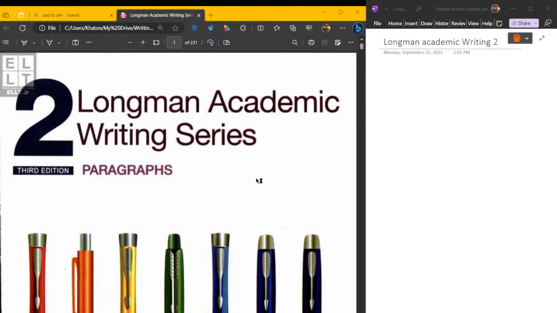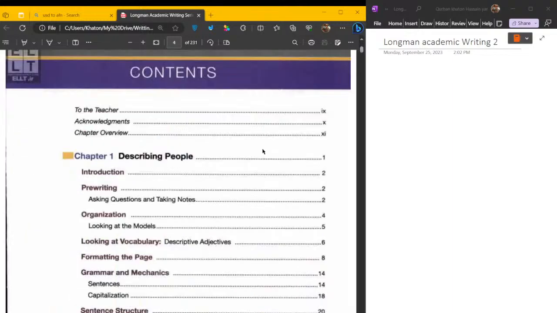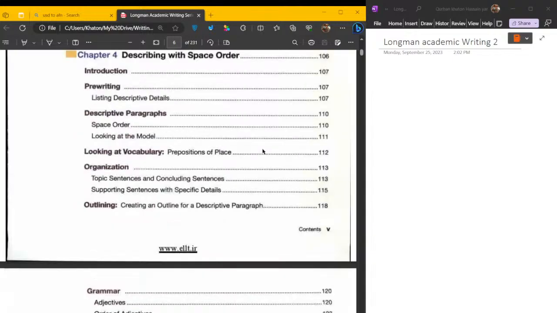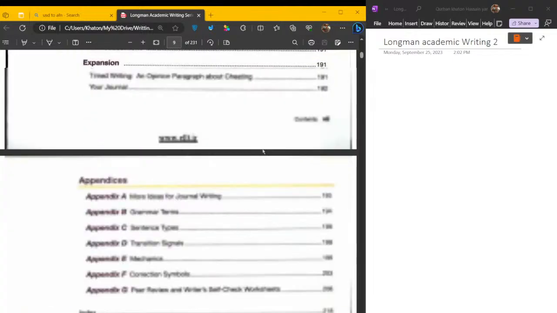So this first lesson will be Longman Academic Writing Series, Book 2, Chapter 1. Let's give a preview of the book. In chapter 1, we will be describing people again. Chapter 2, giving instructions. Chapter 3, describing with space order. Stating reasons and using examples. Chapter 6 is expressing your opinion.